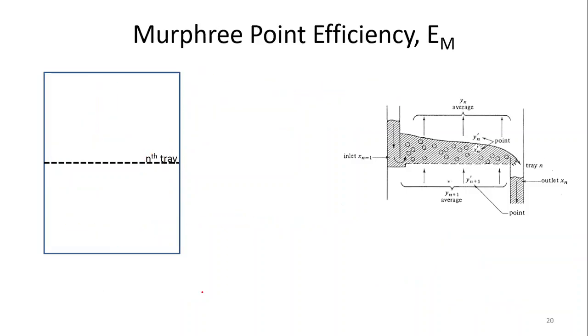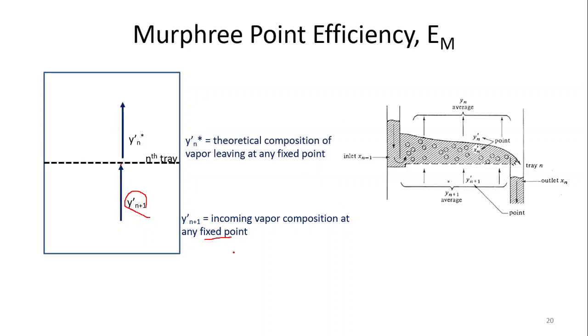Now come to the Murphy point efficiency. It is very similar to the tray efficiency, but it is at a particular point. Take again an example of a tray, and this is y dash n plus 1, the incoming vapor composition at a fixed point. That is the difference. Fixed point means this composition may not be the entire composition of the column. It can be a very specific composition at that particular point, and this is the theoretical or equilibrium composition of vapor leaving the nth tray at a very fixed point.